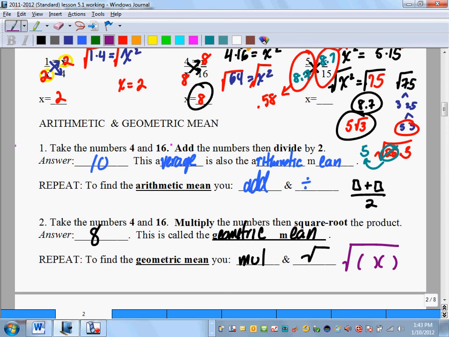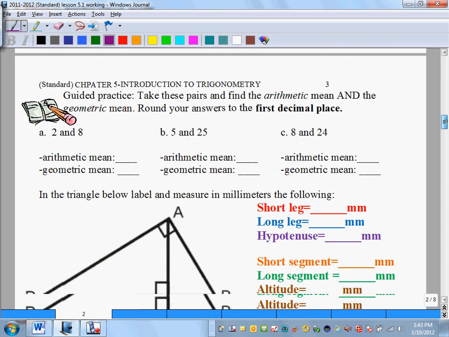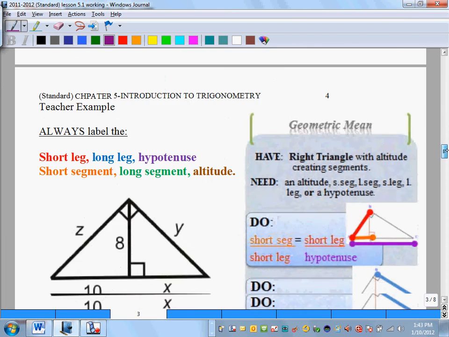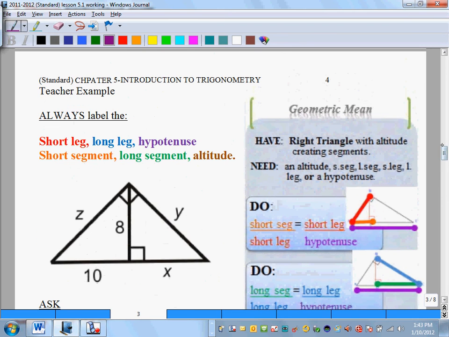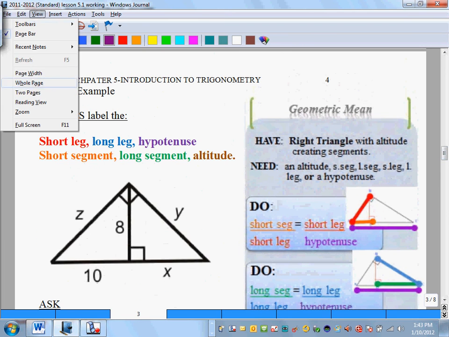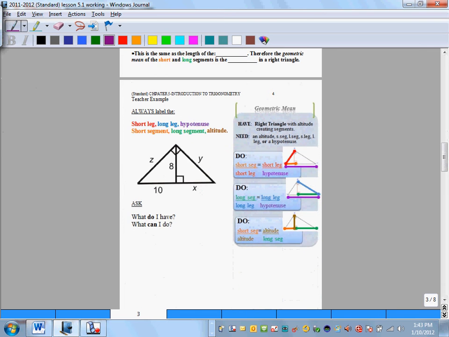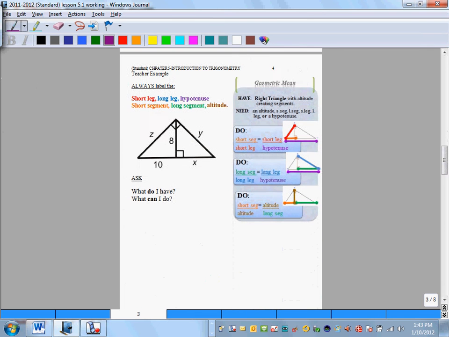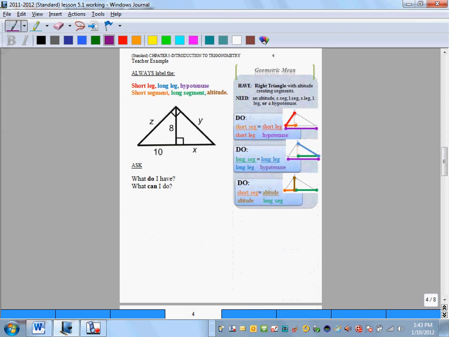When you're done with this, I'd like you to go to page 4, please. Have, need, do. These are the 3 phrases that you need to be intimately familiar with for this chapter. What do I have? What do I need? What do I do? We're going to be talking about one specific scenario today.